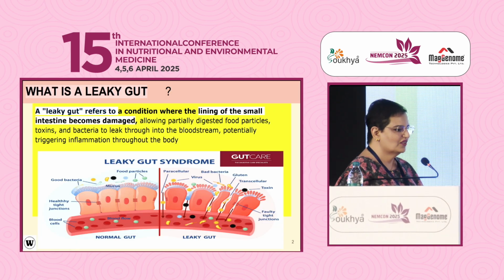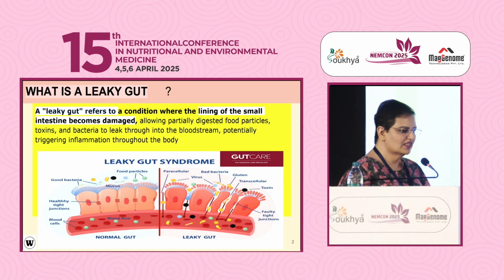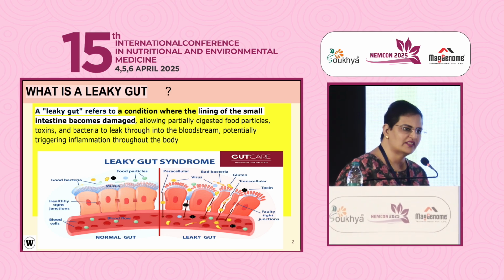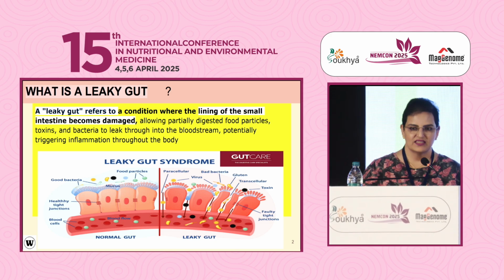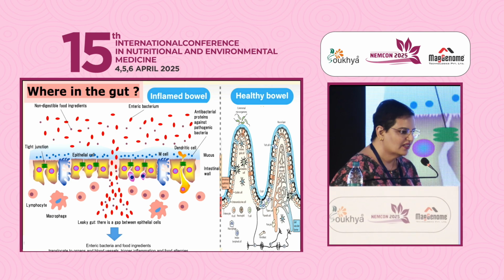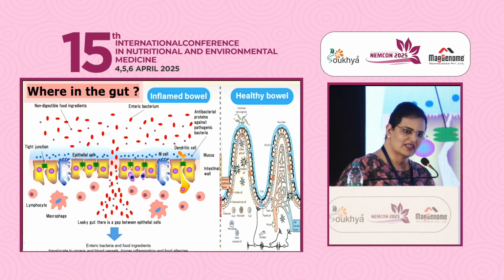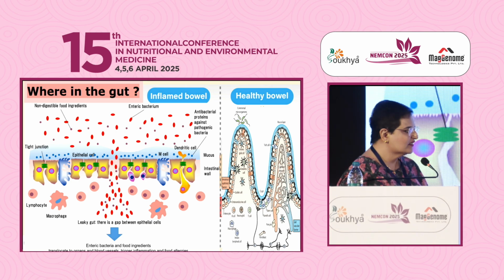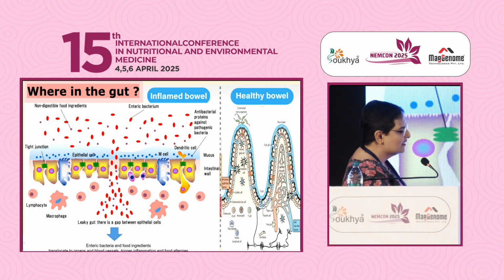Okay. So leaky gut syndrome is a condition where the lining of the small intestine is damaged, allowing contents of your small intestine into your systemic circulation. Where in the gut is it affected? It is in the small intestine, and it is at the level of your epithelial cells.